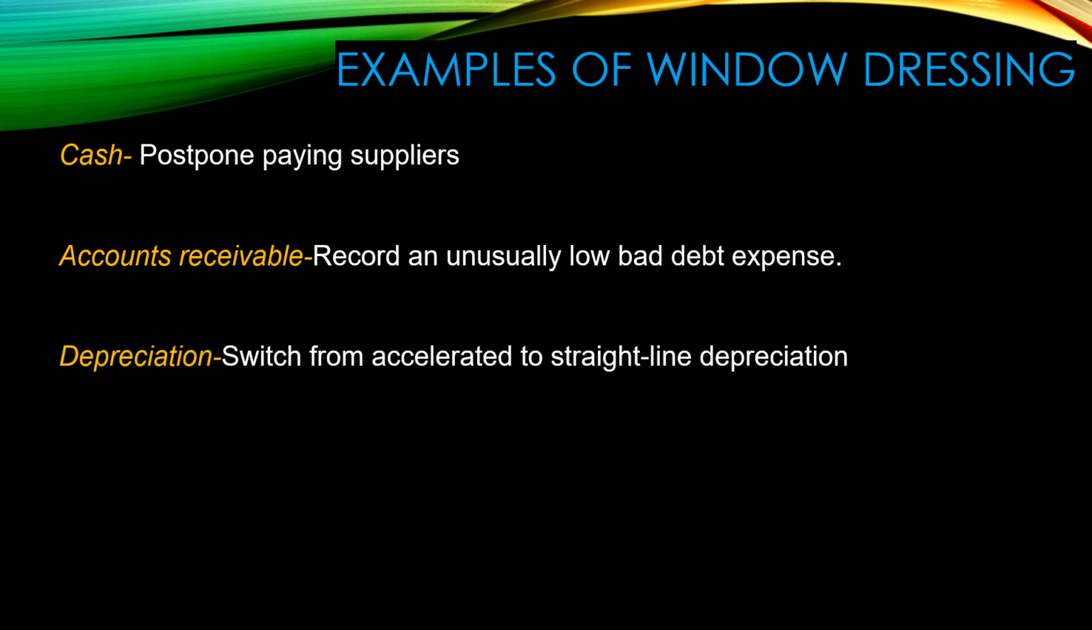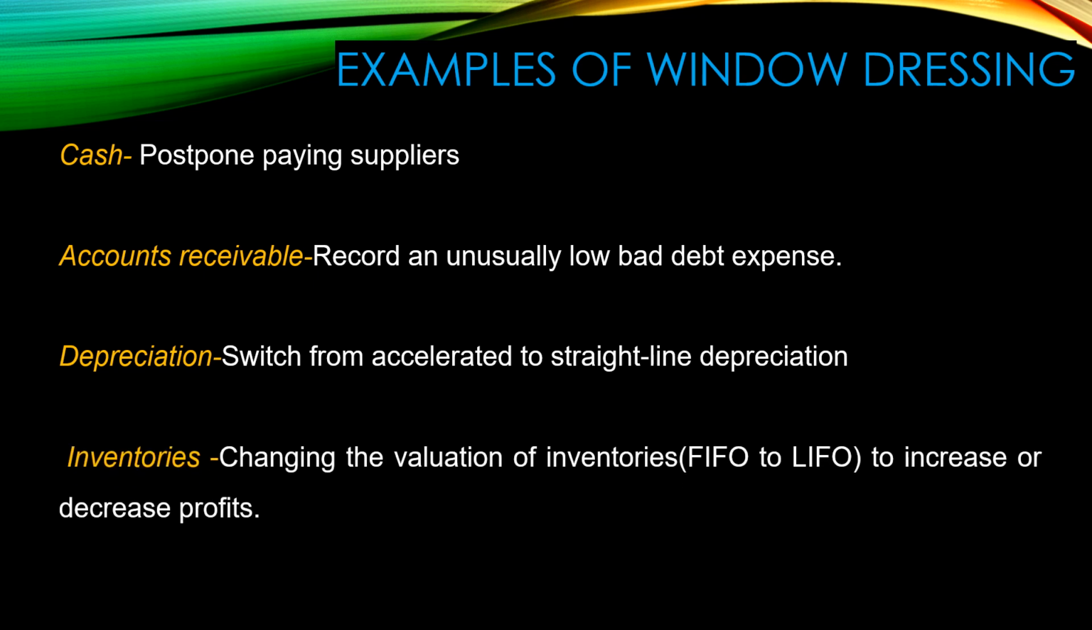Not only that, when it comes to depreciation, they switch from accelerated to straight line depreciation in order to reduce the amount of depreciation charged to the expense in the current period. Not only this, but also in inventory valuations, they are changing the valuation of inventories. Sometimes they may shift from FIFO to LIFO or LIFO to weighted average method to increase or decrease profit.